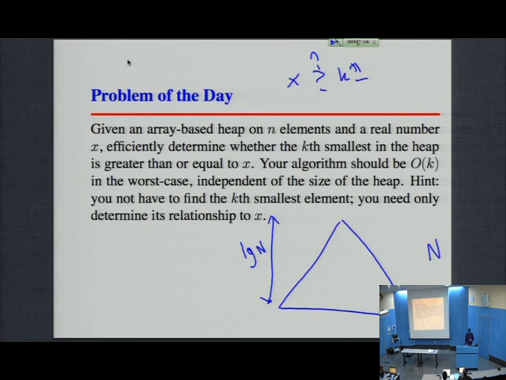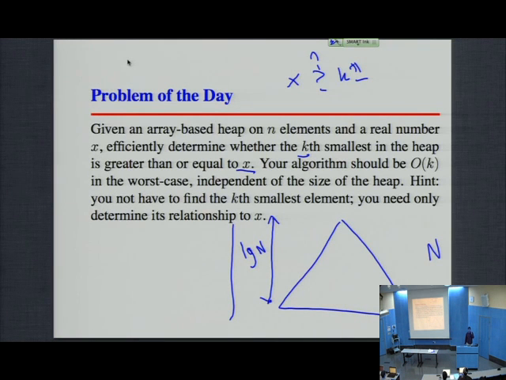So the input is a heap, which we are given. We are given x and k, and we want to figure out if the kth largest element is bigger than or equal to x. Kth smallest, actually. The smallest one is the root of the heap. We want to find if the kth smallest element in the heap is less than or equal to x, and we want to do that as efficiently as possible. Any questions about what the problem is before we go any further?